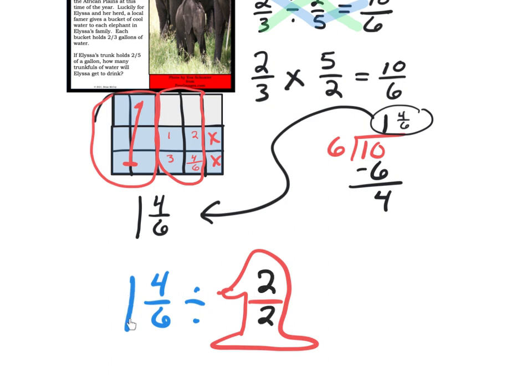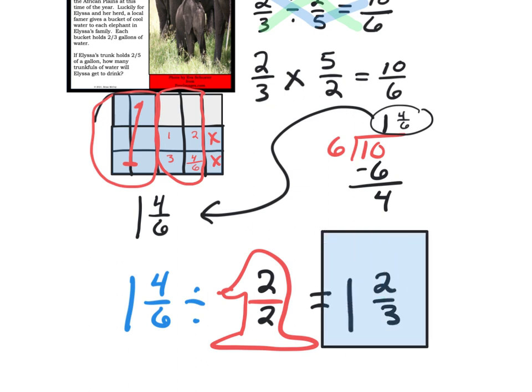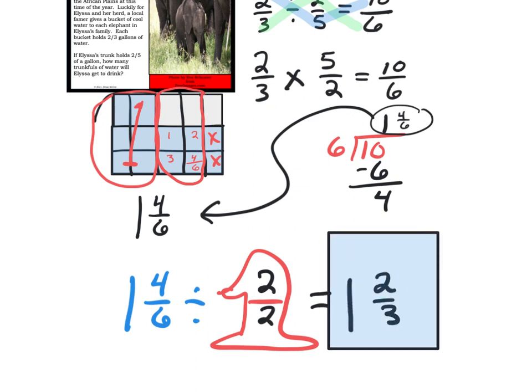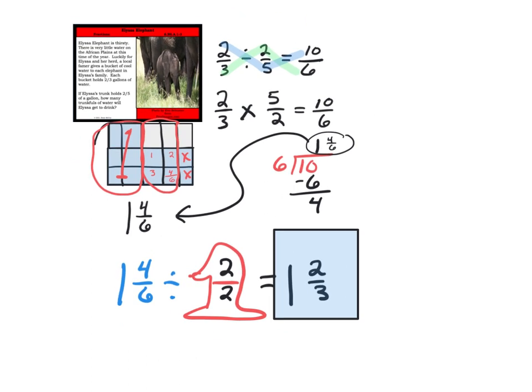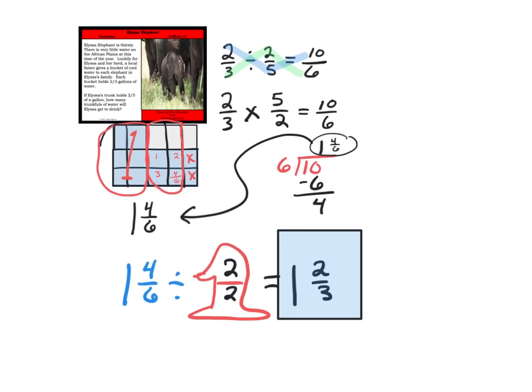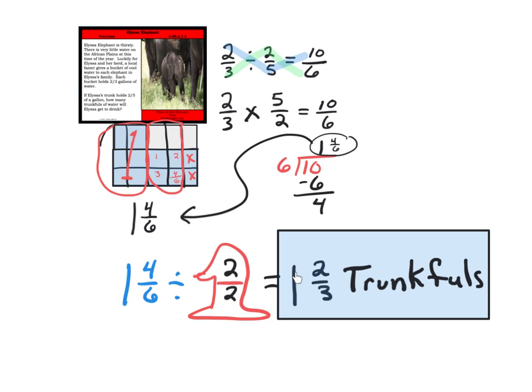And then 1 divided by 1 is going to give you 1, right? So that'll be 1. And then 4 divided by 2 is going to give you 2 for your numerator. And then 6 divided by 2 is going to give you 3 for your denominator. And that right there, my friends, is your simplified answer and the actual answer to this problem. And right there it is.